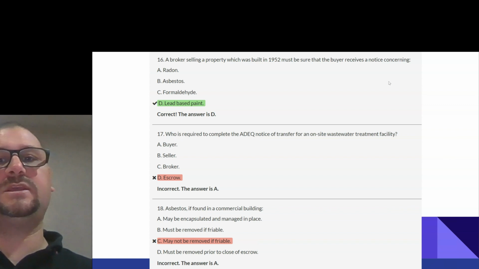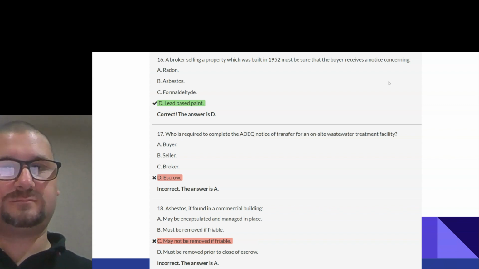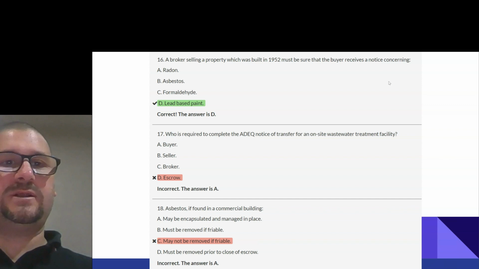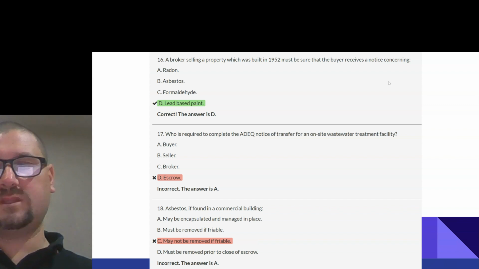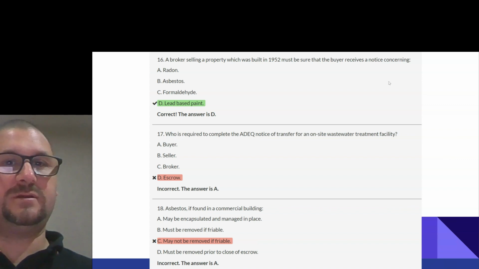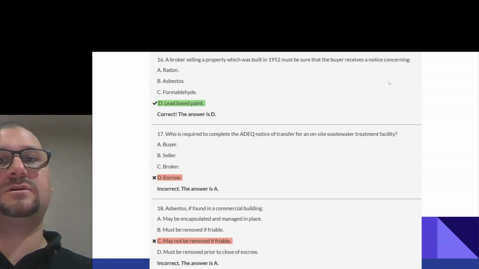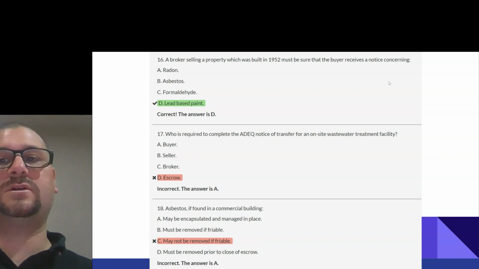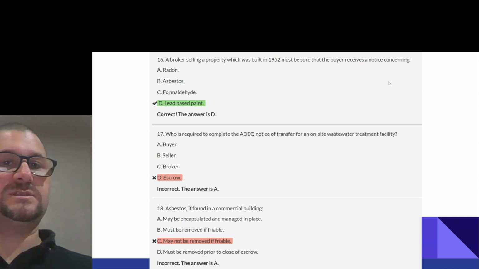Who's required to complete the ADEQ notice of transfer for an on-site wastewater treatment facility? So this one's going to be the buyer, Alpha. So the buyer is required to complete the Arizona Department of Environmental Quality notice of transfer for an on-site wastewater treatment facility. So does the seller have to complete that? No. Broker? No. Escrow? No.